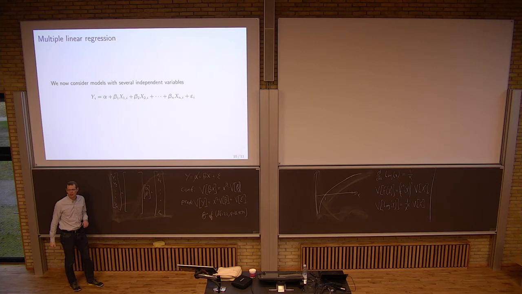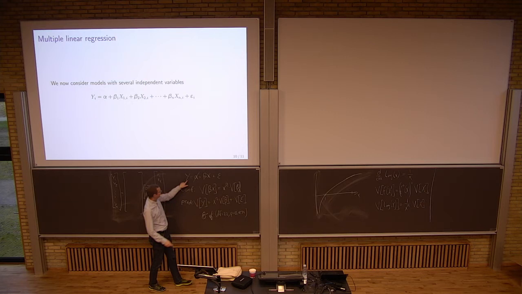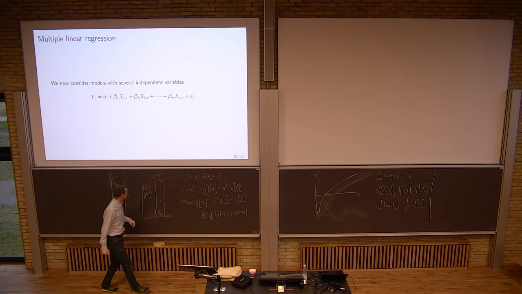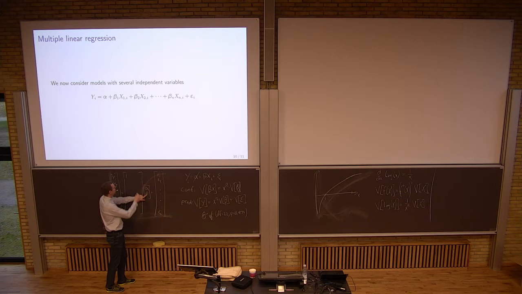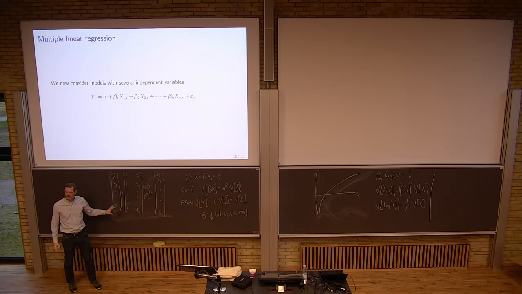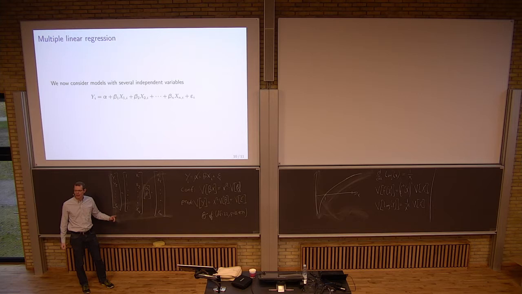Now, in order for this to work for every time point i, what I need as my first row, corresponding to my first observation, is a 1 for the alpha, and then the x1 here. Likewise, I need a 1 and an x2, and a 1 and an xn, and everything in between. That is how you write what is called the design matrix. I'll get back to that in further detail tomorrow in another context.